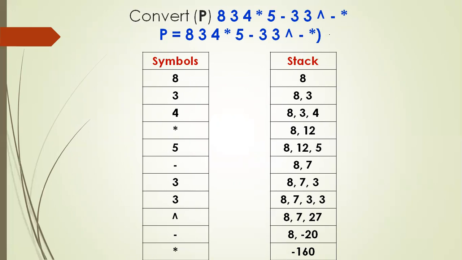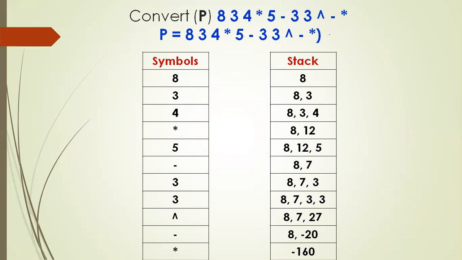Then you make 2 columns. In one column, you make the symbol scan. The other column, you make it as a stack. Then scan P from left to right. If an operand is encountered, push it onto the stack. If an operator is encountered, pop the top two elements.